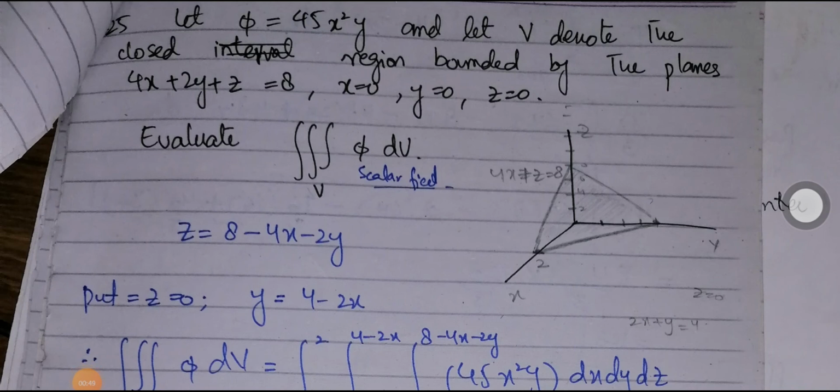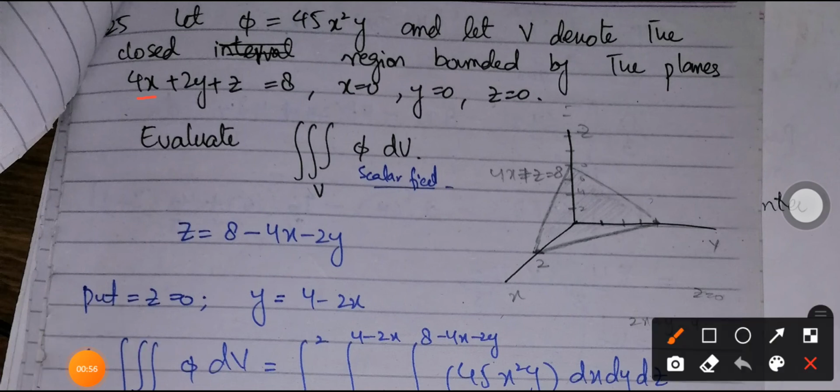Let phi is equal to 45x squared, and let V denote the closed region bounded by the plane. Here is the equation of the plane: 4x plus 2y plus z is equal to 8, and x is equal to 0, y is equal to 0, and z is equal to 0. We have to evaluate the integral over the volume V of this scalar field function which is given to us.